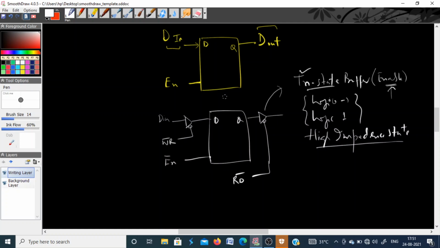For example, take an inverter or a NOT gate, this is what we represent as an inverter. Whatever you apply at the input, the output is the complement of the input. But if you take a tri-state inverter, in that case you will have an enable pin also. This enable pin can be active high or active low.